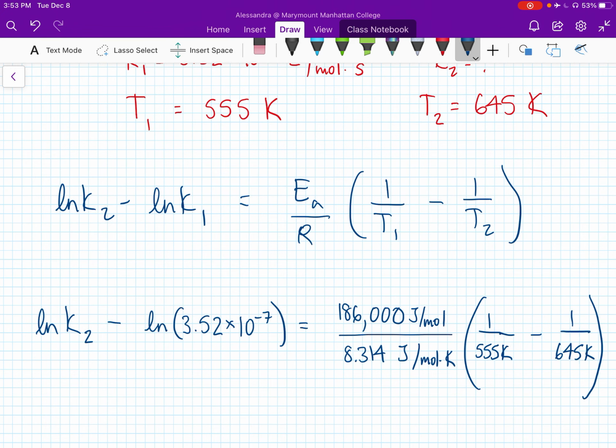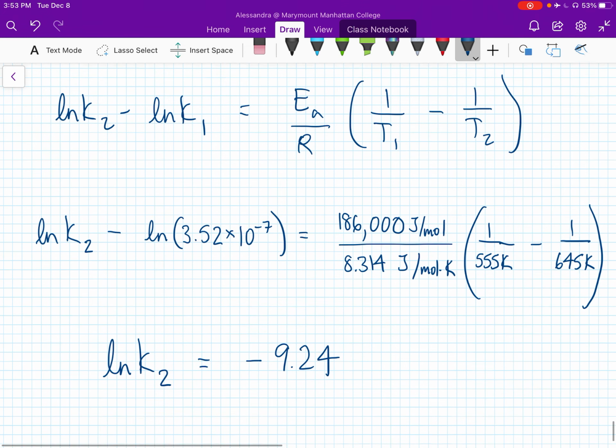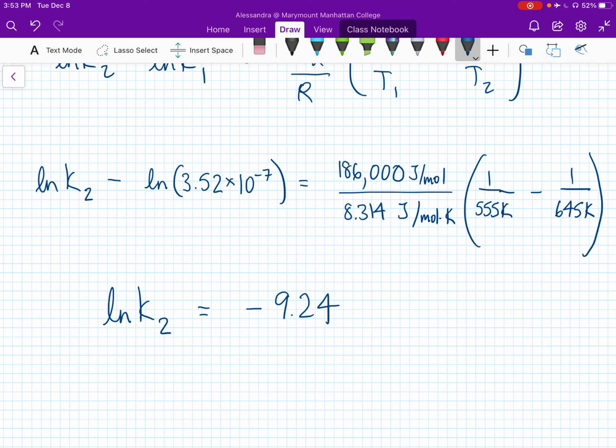So everything on the right side can be computed, and then you can add the natural log of 3.52 times 10 to the minus 7. So this should simplify to natural log of K2 is equal to negative 9.24. I suggest you pause and take a minute and make sure that you can do that algebra. Actually, it's more arithmetic. So now, how do we pull the K out from under the natural log? If you don't remember how to do that, you need to raise e to the power of both sides.